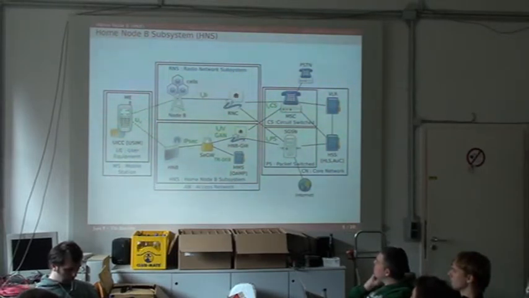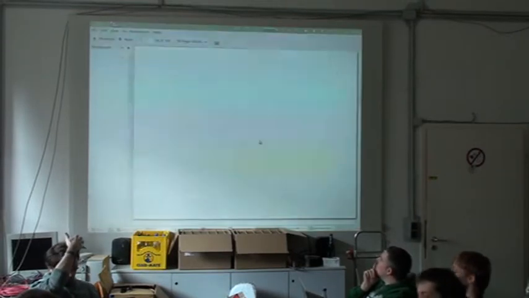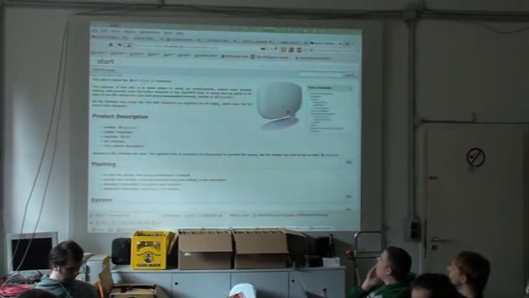And here we have the home node B gateway. It's quite the equivalent. We'll see later on that it's not really very equivalent. And the connection to the backend is actually exactly the same: IuPS, IuCS. There are lots of femtocells, and for the last 2 or 3 years, there are even more all the time. And there's the femto forum.